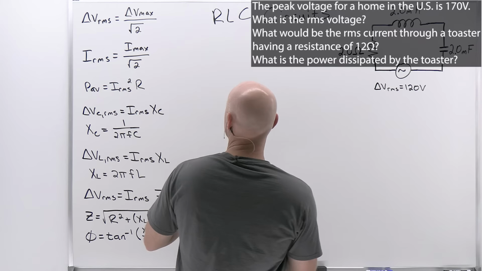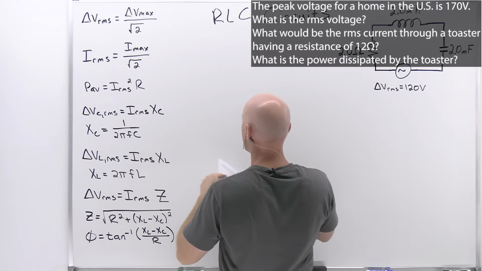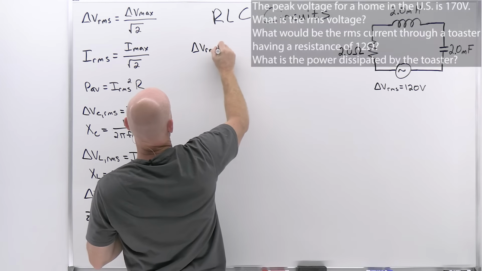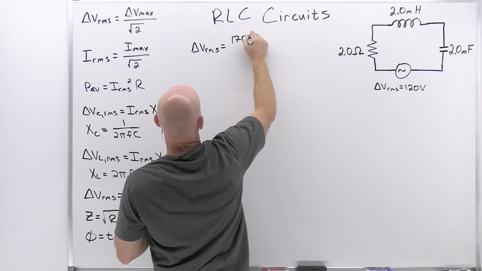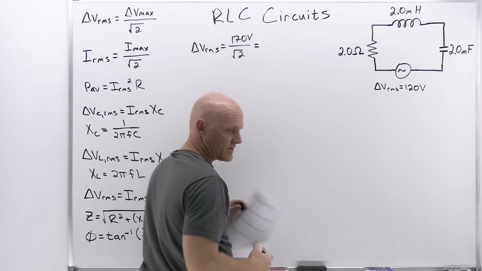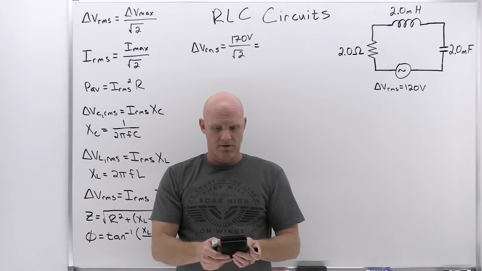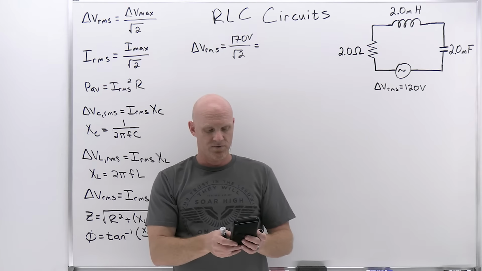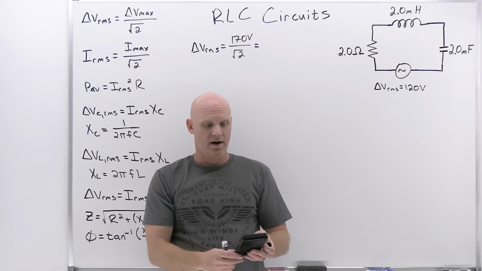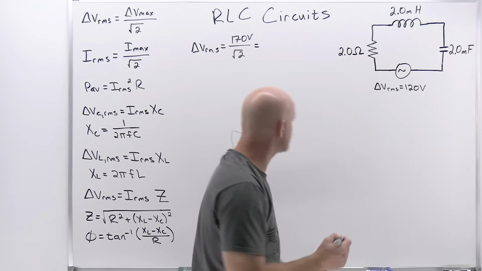All right, so we got the peak voltage, the max voltage, and we want to get the RMS voltage, and all we have to do is divide by the square root of 2 there. So in this case, delta V RMS is going to equal that peak voltage of 170 volts all over the square root of 2. We'll let our calculator do the heavy lifting for us here. Good chance if you're at all familiar with some electrical work, you already know the answer to this one. So 170 divided by the square root of 2 is 120.208. And if we round to 2 sig figs, it's going to be 120 volts.